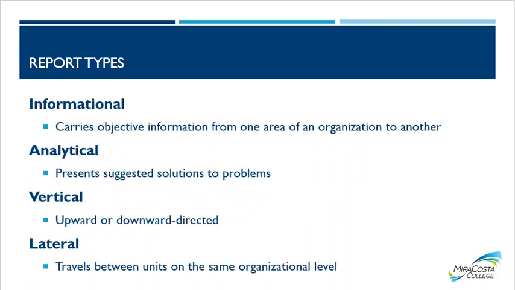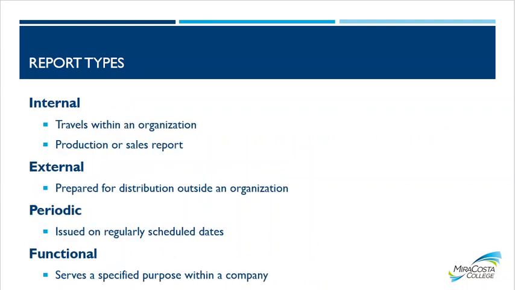There's also these additional report types such as informational, which carries objective information from one area of an organization to another. Analytical, which presents suggested solutions to problems. Vertical, which is upward or downward directed. Lateral, which travels between units on the same organization level.